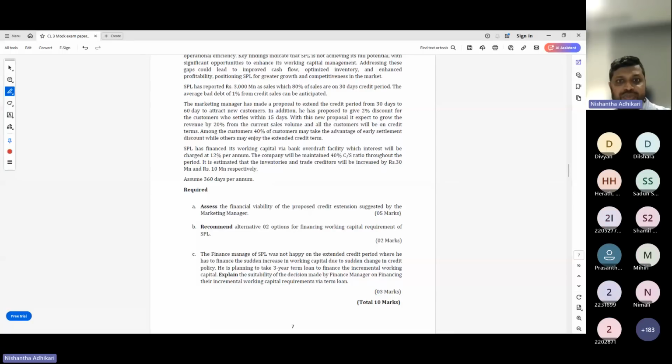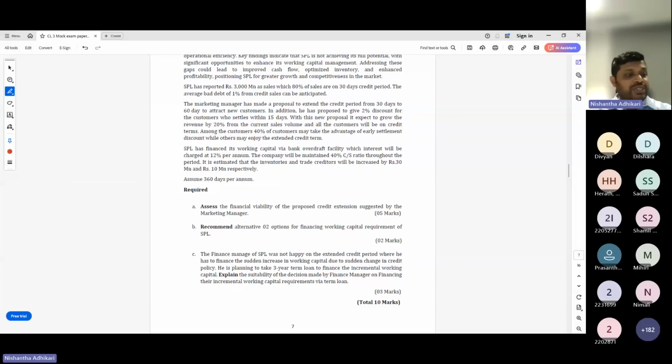The finance manager of SPL was not happy about the extended credit period, where he has to finance the sudden increase in working capital due to the sudden change in credit policy. He is planning to take a 3-year term loan to finance the incremental capital. Explain the suitability of the decision made by the finance manager on financing the incremental working capital requirement via a term loan. Now, when you are financing your working capital, there are three approaches, three ways.